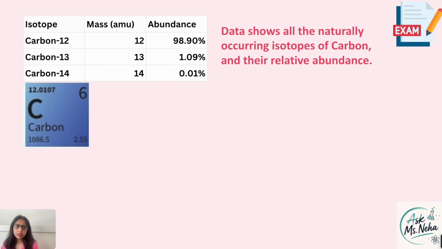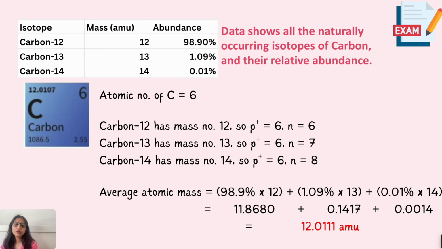What we have to find out in this is the average atomic mass of carbon and see if it matches what is listed on the periodic table. Let's do that. We are going to calculate the average atomic mass by taking into account the abundance percentage. So we multiply the percentage with the mass number and we add all of them together. So 98.9% times 12 plus 1.09% times 13 plus 0.01% times 14, and we put the values in the calculator, and this gives us the average atomic mass of carbon as 12.011 AMU, which does match what is given on the periodic table. So in this way, using the data, we can always calculate the average atomic mass of any element.